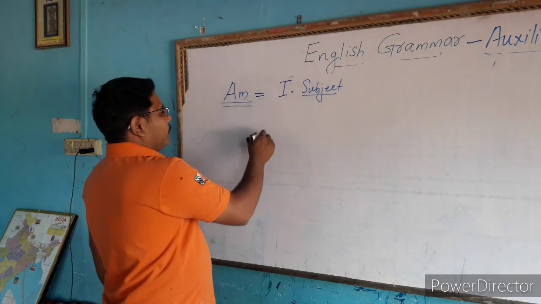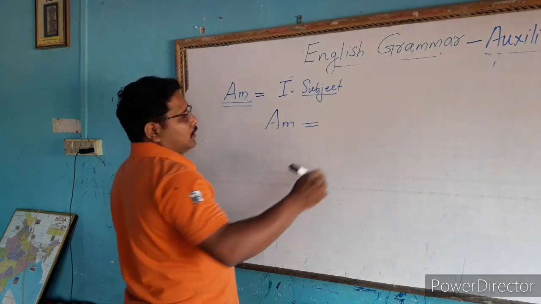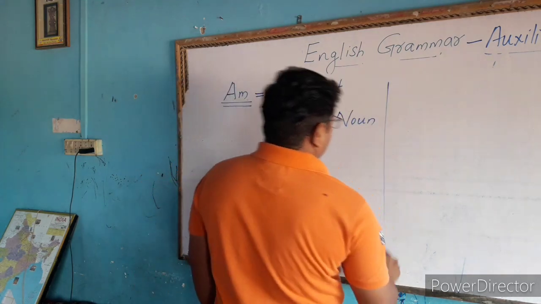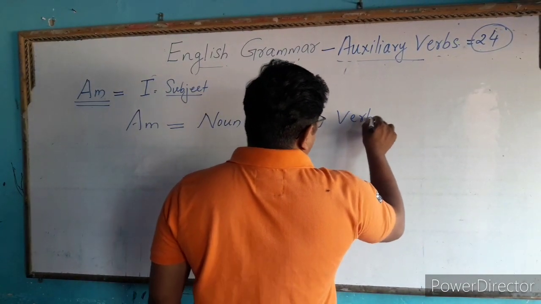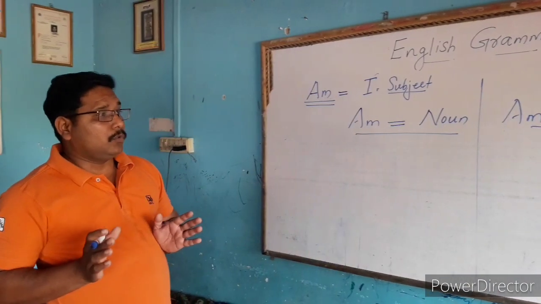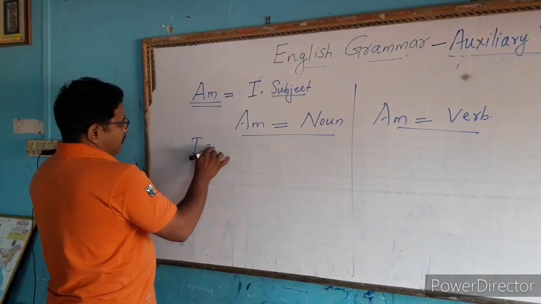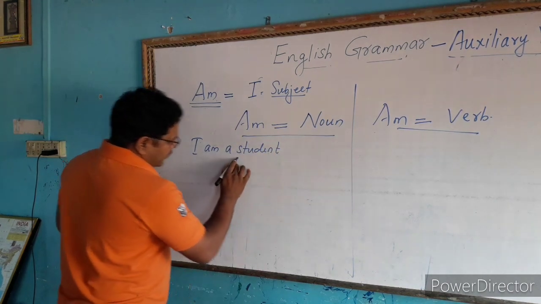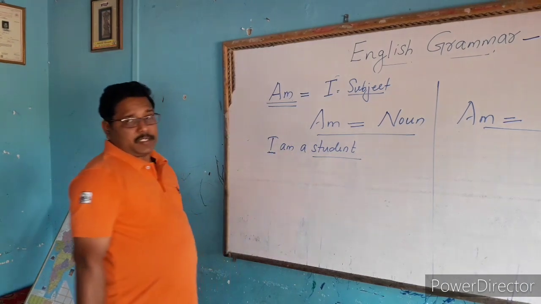I am going to teach you am with a noun and am with a verb. See, I am with noun and I am with verb. So see, I am a student. See, this is a noun. See, I am a student.